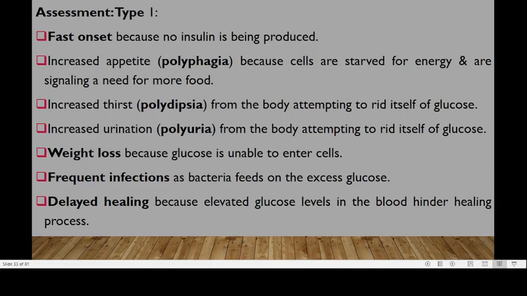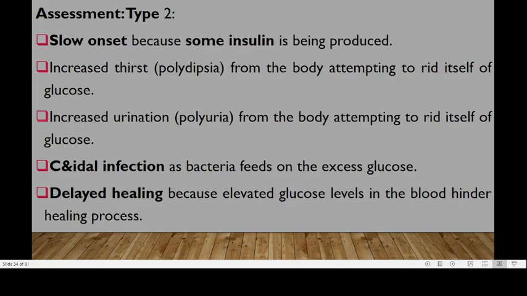Patients also present with weight loss because glucose is unable to enter the cells. There are frequent infections as bacteria feed on the excessive glucose in the blood. There is delayed healing because elevated glucose levels in the blood hinder the healing process.